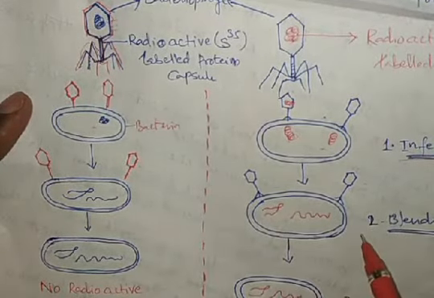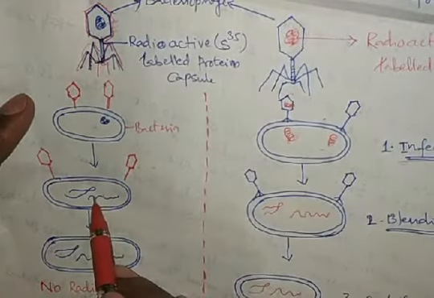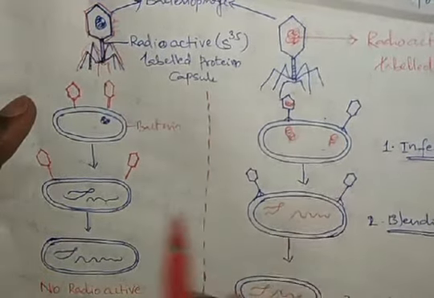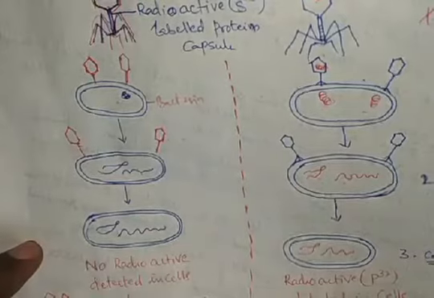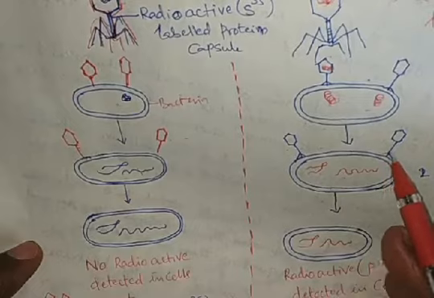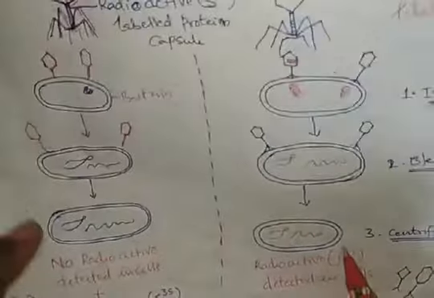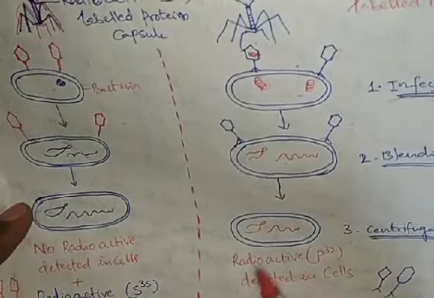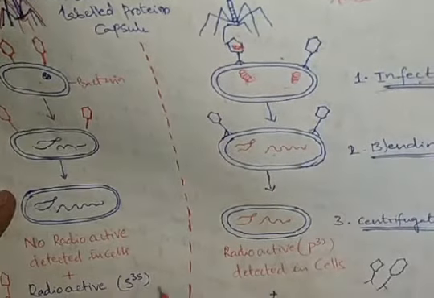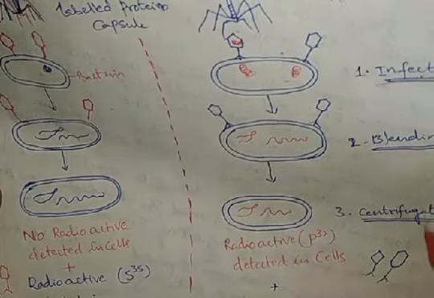Now the protein coats are separated, and only the bacteria contain some material inside the bacteria in both cases. Now these bacteriophages along with the bacteria are subjected to centrifugation, and the virus particles are separated from the bacteria by the centrifugation process.